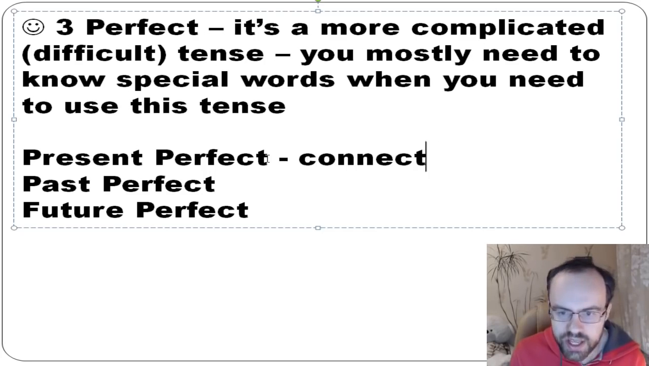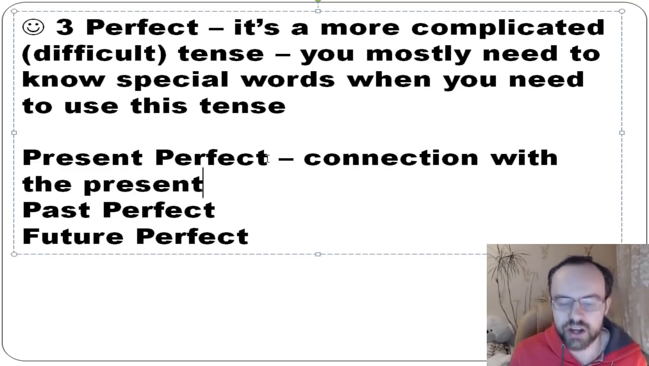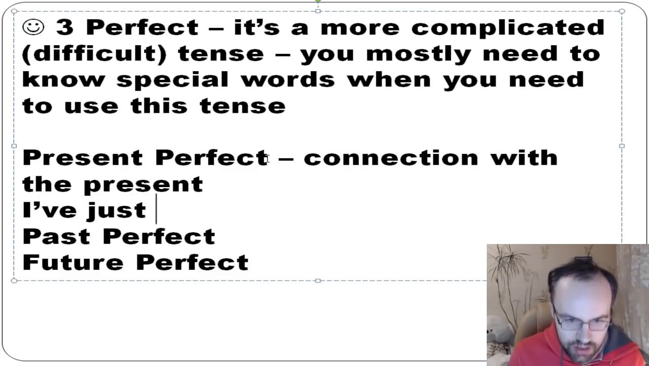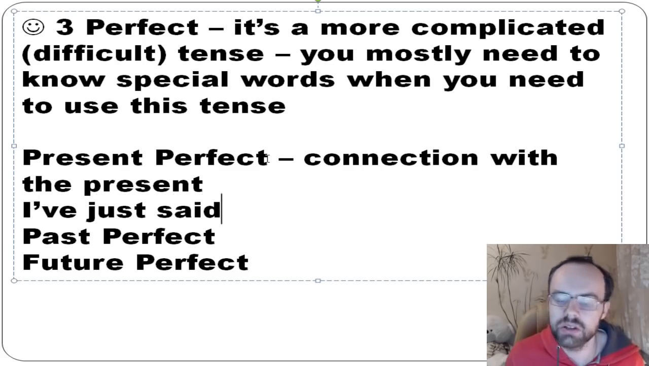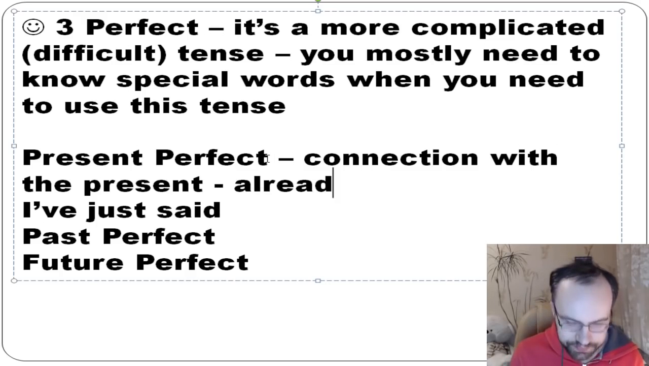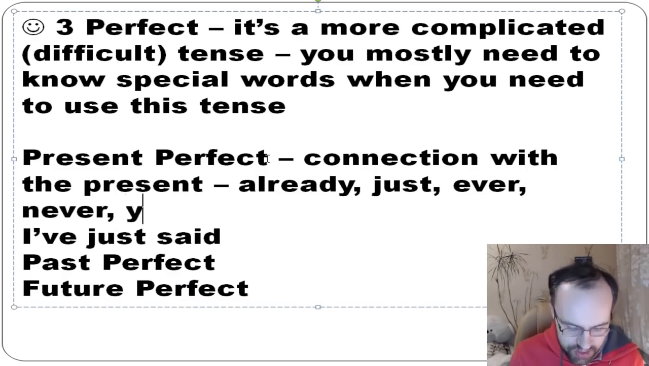There is a connection with the present. It's the most important thing. For example, I just said it. I've just said it. So just means not a long time ago. We see the connection with the present, and you know that we use present perfect with such words as already, just, ever. We often use it with never, yet, and for and since.